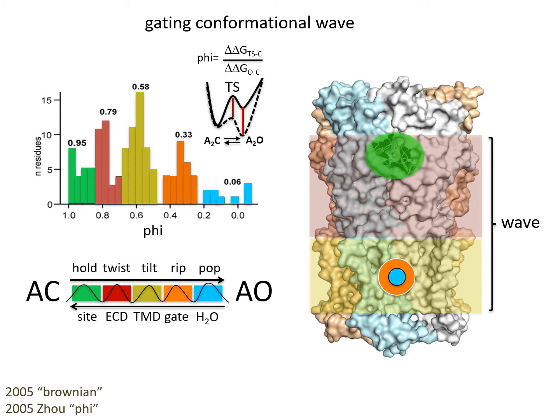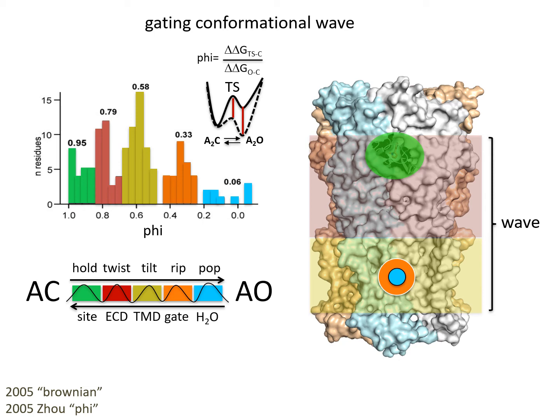So there are 5 phi values, which means 5 transition states, which means 4 intermediate states between AC and AO. The high affinity change takes place in the green step, the hold step. Everything after the end of hold is high affinity. I've named these steps in the spirit of flip. I've given these names that somehow relate to the structural or functional process that takes place.